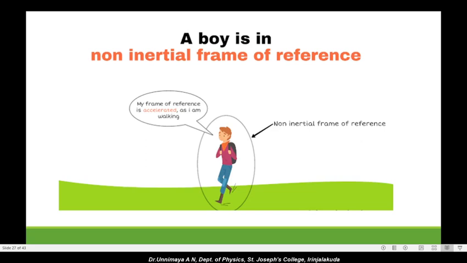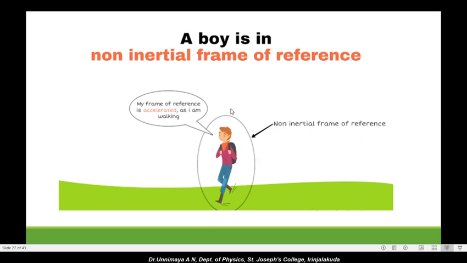So the person inside a moving rickshaw is an example of a non-inertial frame of reference. Similarly, a person walking on Earth's surface can be considered as a non-inertial frame of reference, since the frame of reference of that person is accelerated.